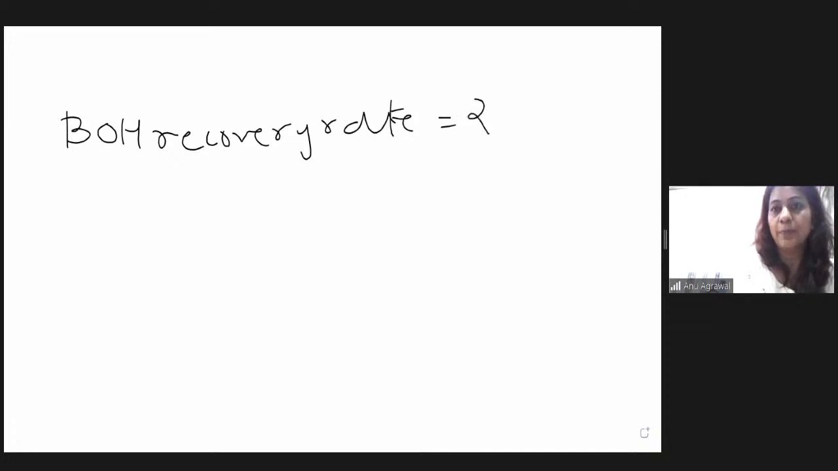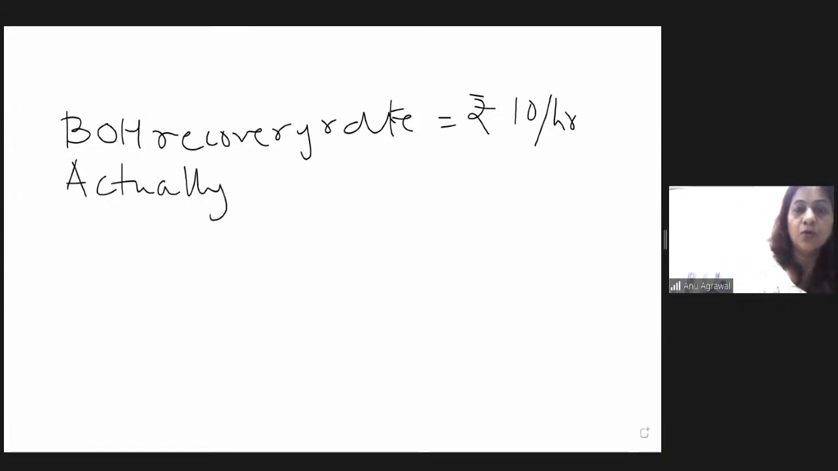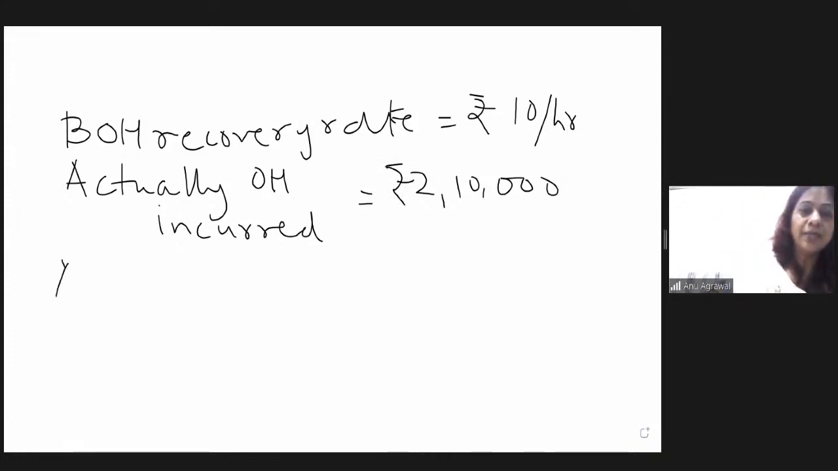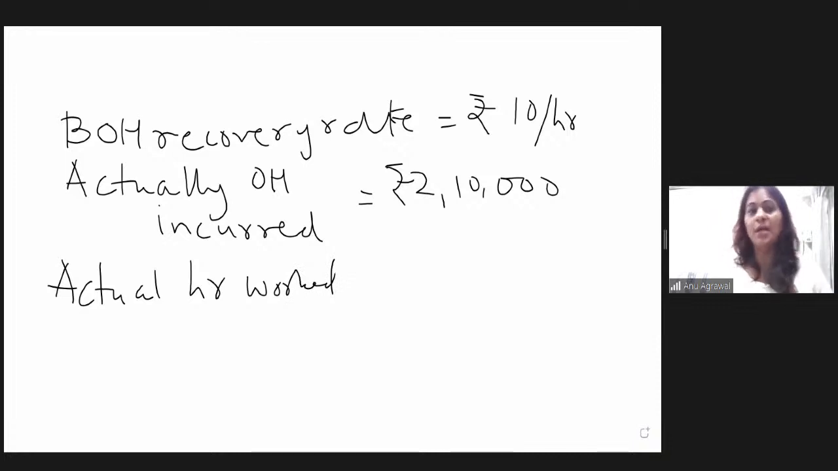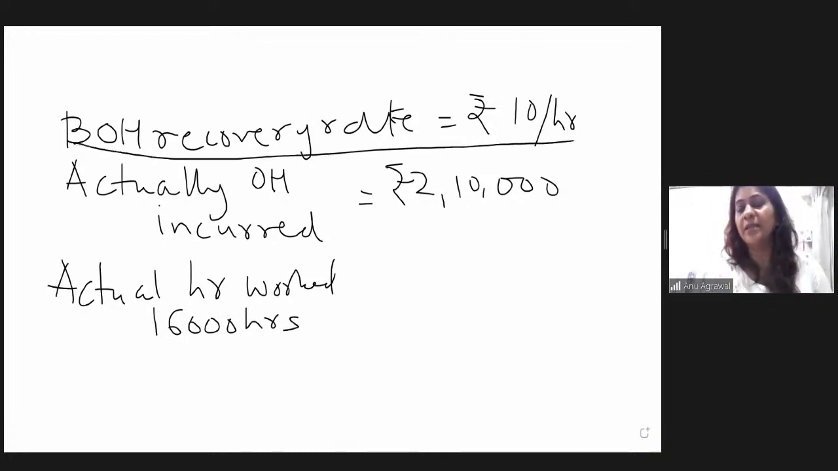Okay. If I tell you a budgeted overhead recovery rate is rupee 10 per hour, and if I tell you actual overheads incurred is 2,10,000 rupees, and I also tell you actual hours worked happens to be 16,000 hours. Now, please understand this budgeted overhead recovery rate must have been calculated with respect to the budgeted overheads and the budgeted hours which I can work. On that basis, I calculated a recovery rate.